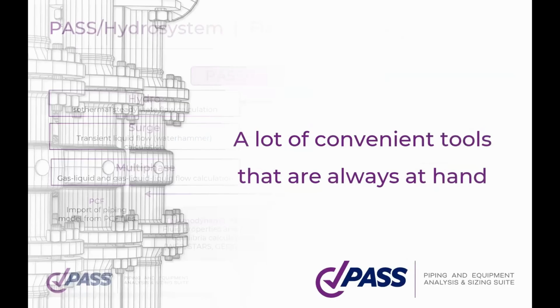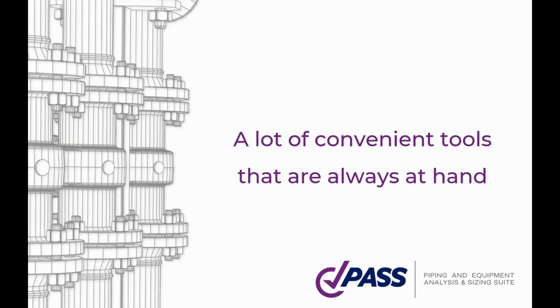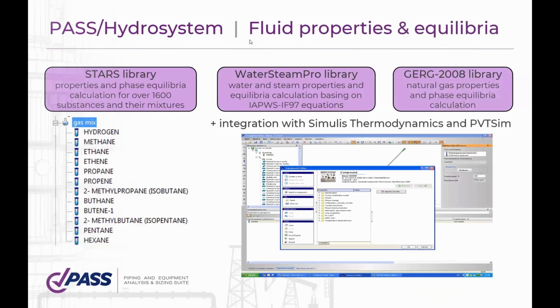And in HYDROSYSTEM, we have a lot of convenient tools that are always at hand. First of all, we have a lot of different built-in fluid properties and equilibrium libraries, which allow you to automatically calculate all the required properties of the fluid for hydraulic analysis: all the densities, viscosities, heat capacities, etc. Different libraries for different fluids. Altogether, they include about 1,600 different substances, and you can calculate the substances and their mixtures with each other.